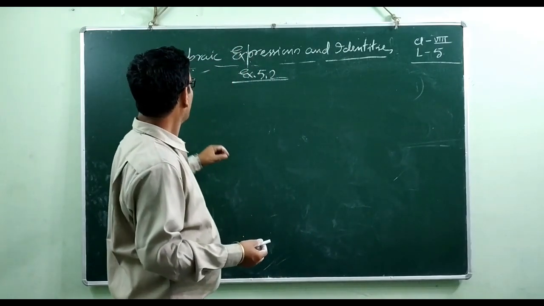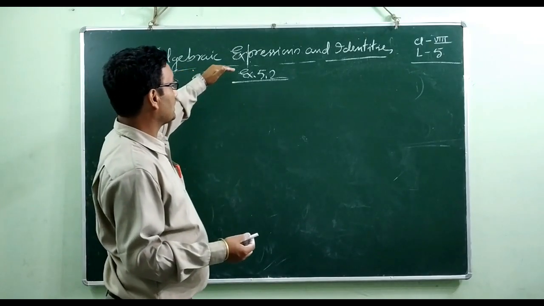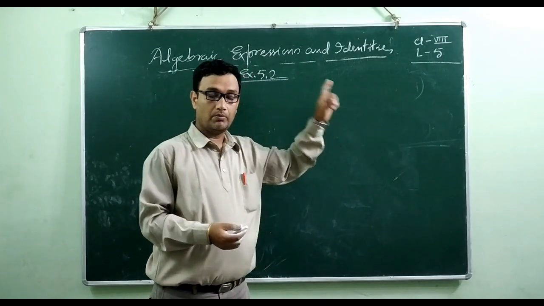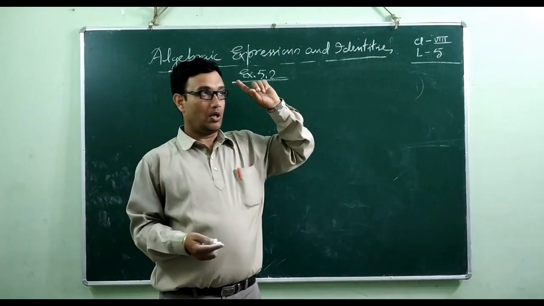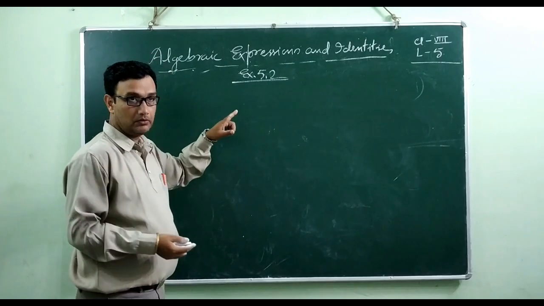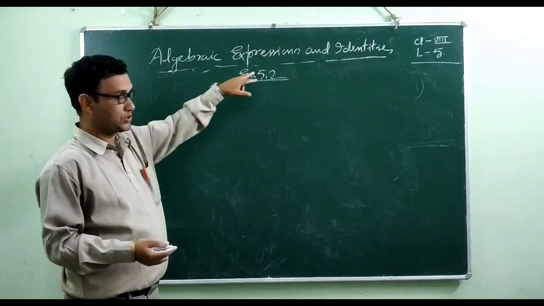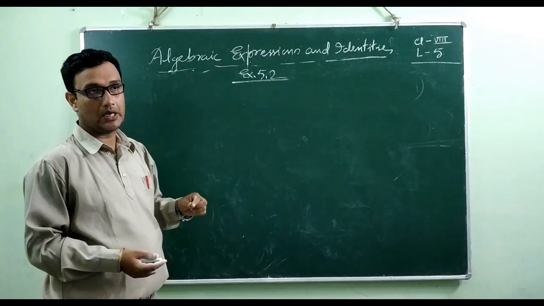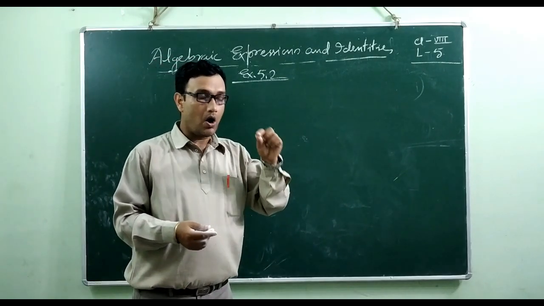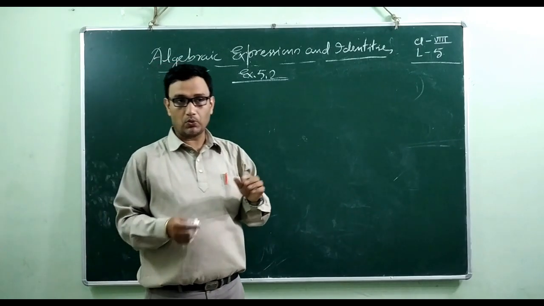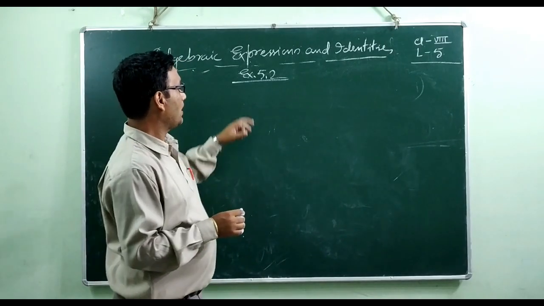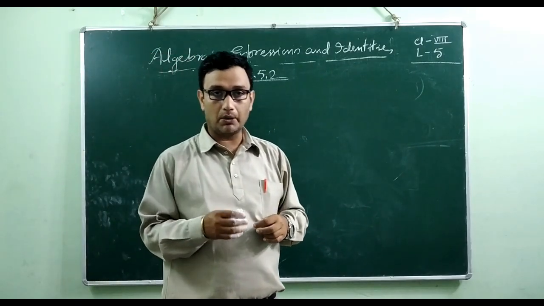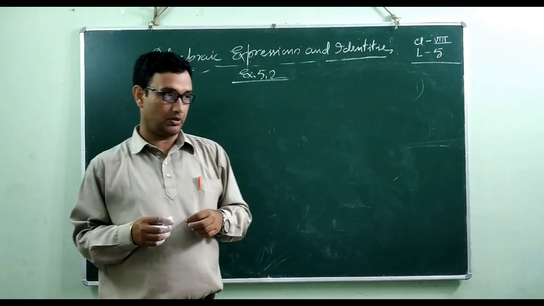Today I am going to teach lesson number 5, Algebraic Expressions and Identities. Before, I already taught you exercise 5.1 from this lesson, in which you learned how to do addition and subtraction with algebraic expressions. Now, in exercise 5.2, I am going to teach you how to do multiplication with algebraic expressions.